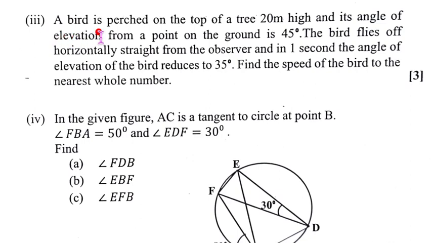Question 2, third part. A bird is perched on top of a tree 20 meter high and its angle of elevation from a point on the ground is 45 degrees. The bird flies off horizontally straight from the observer, and in 1 second the angle of elevation of the bird reduces to 35 degrees. Find the speed of the bird to the nearest whole number.